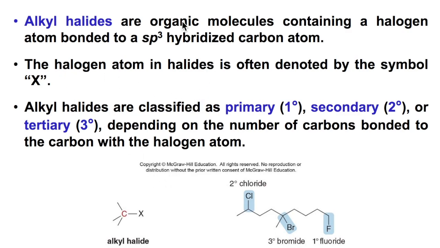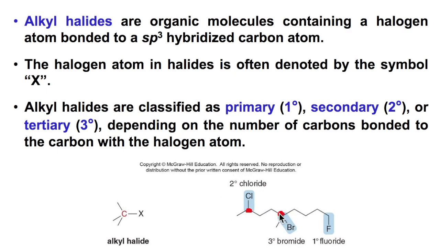That carbon is sp3 hybridized. The halogen atom is usually expressed with the letter X. And alkyl halides can be classified as primary, secondary, or tertiary, depending on the carbon that they are connected to. So for example, right here, this carbon that is connected to the chlorine is a secondary carbon because it's connected to two R's. So because of that, that will be a secondary alkyl halide.